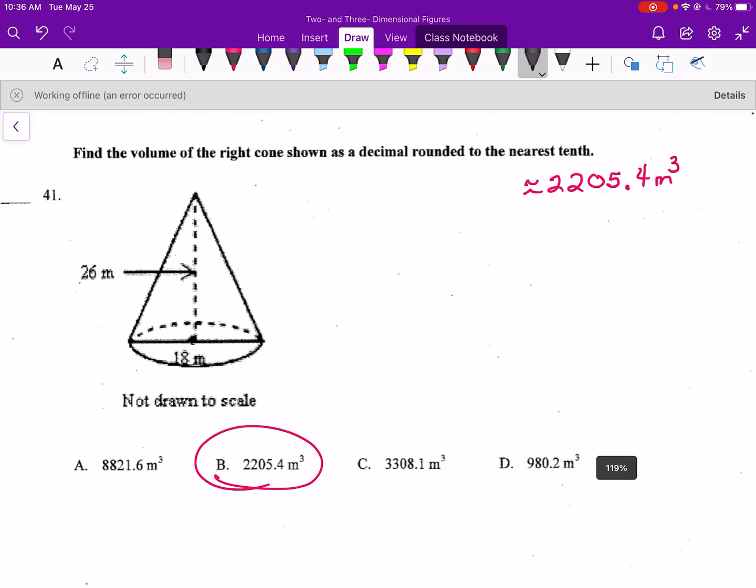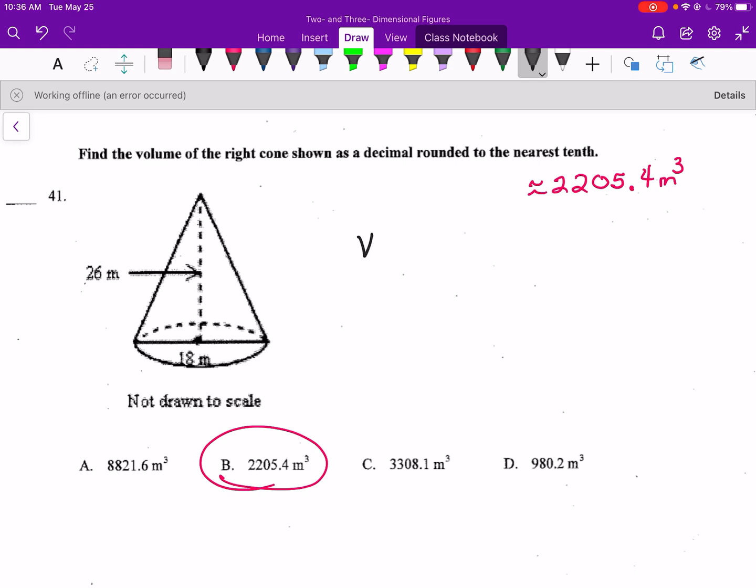Number 41, a cone. Volume of a cone formula is 1/3 area of the base times the height. The base is a circle. Area of a circle is pi r squared. If the diameter is 18, the radius is 9. The height is 26. Punch that in your calculator and you'll get the 2205.4 meters cubed.